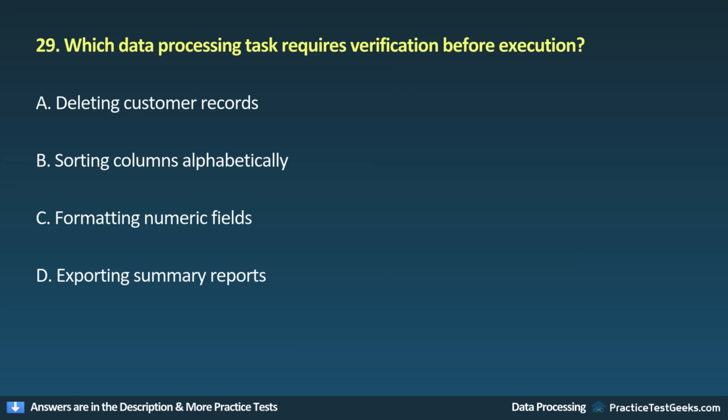29. Which data processing task requires verification before execution? A. Deleting customer records. B. Sorting columns alphabetically. C. Formatting numeric fields. D. Exporting summary reports.